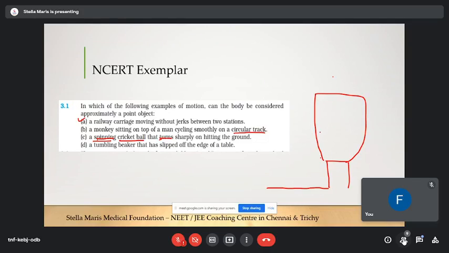So always remember, even when a ball is projected upwards, or a ball is projected downwards, it is a straight line motion only. Okay.